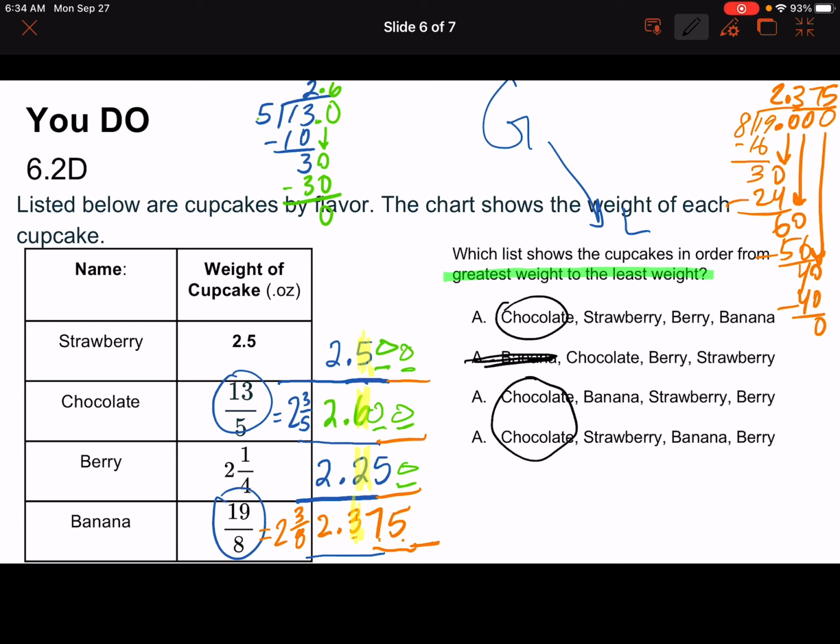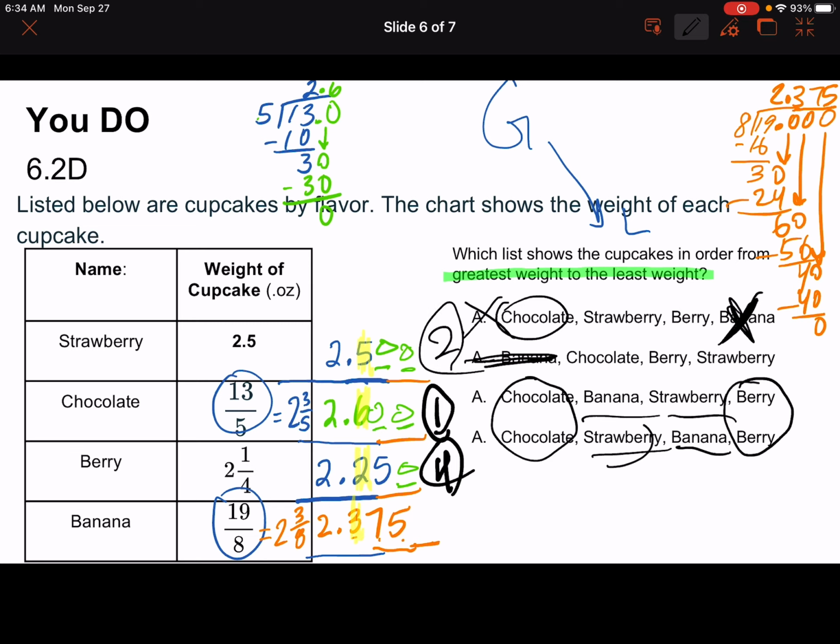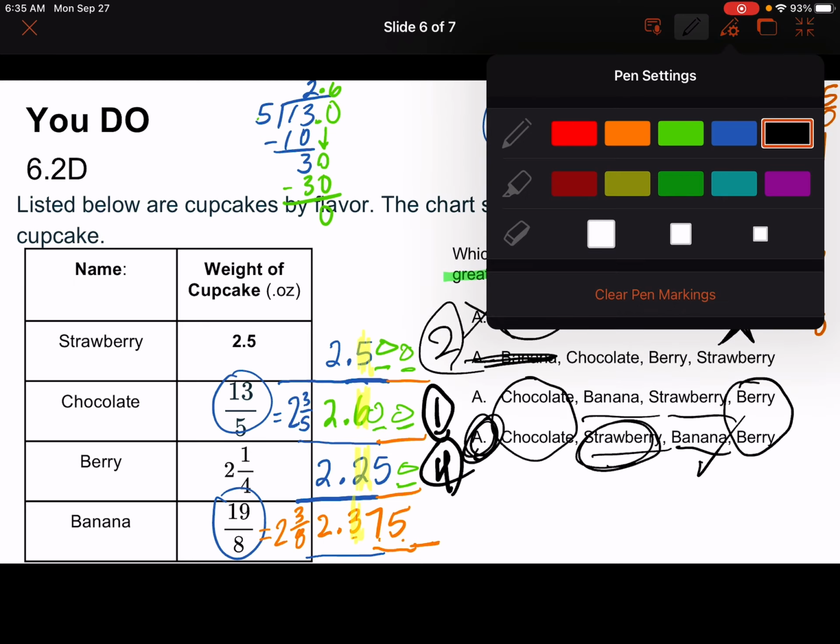And my smallest one's going to be berry. Got 2 berries at the end. So this is wrong. So now I gotta figure out which one's the second greatest or the third greatest, or I'm sorry, the second least or the third least. So after chocolate, then comes strawberry, and then banana. So this last choice is your answer.